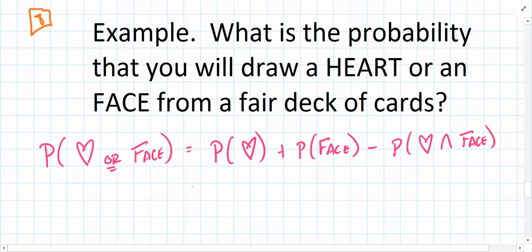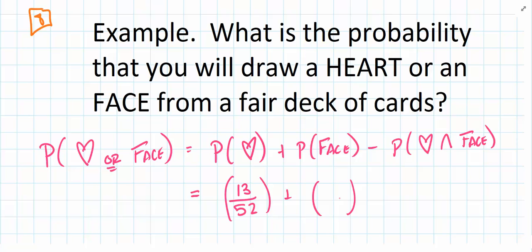Okay, guys, what's the probability of getting a heart? How many hearts are there? Well, I'm going to say 13 out of 52 to keep my denominators the same. You guys agree with that? Okay, the probability of getting hearts, 13 out of 52. What's the probability of getting a face? There's 3 faces for each suit. Jack, king, and queen, right? So there's 3 face cards for every suit, and there's 4 suits, so there's 12. So this is 12 out of 52.